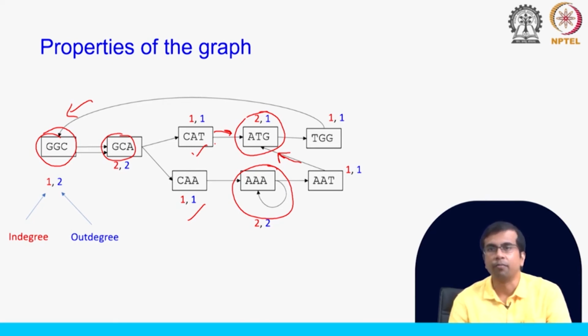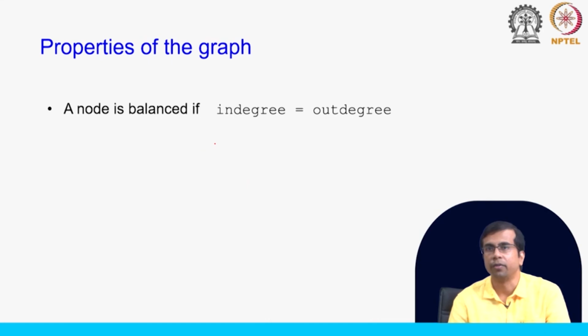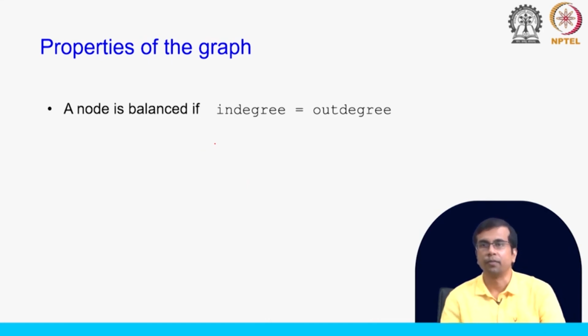Okay. So, why is it important? What are we going to do with these in degrees and out degrees? It turns out that we can define certain things that will tell us whether there is a path that we want. So, with these in degrees and out degrees, if a node has equal value of in degree and out degree, that node is called balanced. So, we will call a node balanced if in degree equals out degree. We have seen certain nodes in our graph where the in degree is equal to the out degree.